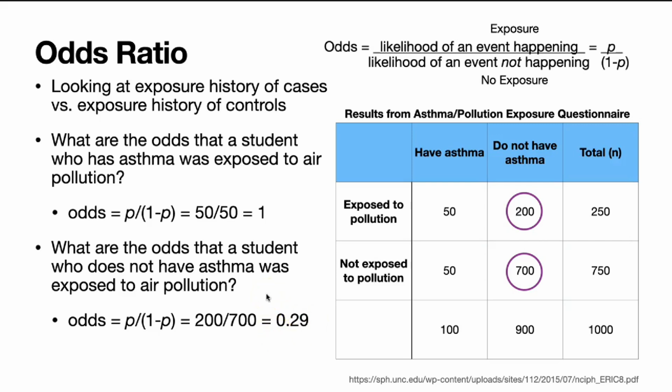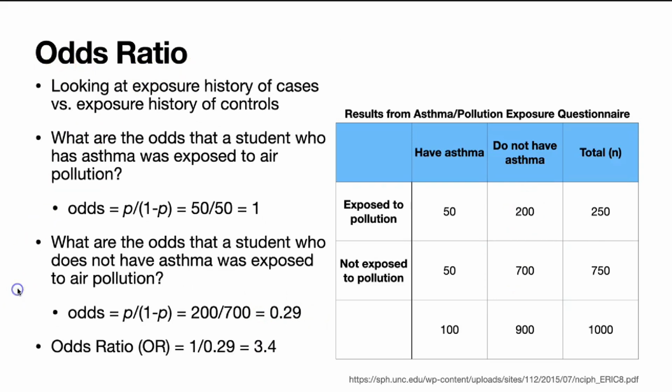What do we do? Well, we're going to look at the odds ratio. And when we look at the odds ratio, we take this number, the odds that a student with asthma was exposed to pollution, which is 1, and we take this number, the odds that a student who does not have asthma was exposed to pollution, and we compare them, and we get a number for our odds ratio. And our odds ratio in this hypothetical fictional example is 3.4. Great. What do we do with that?